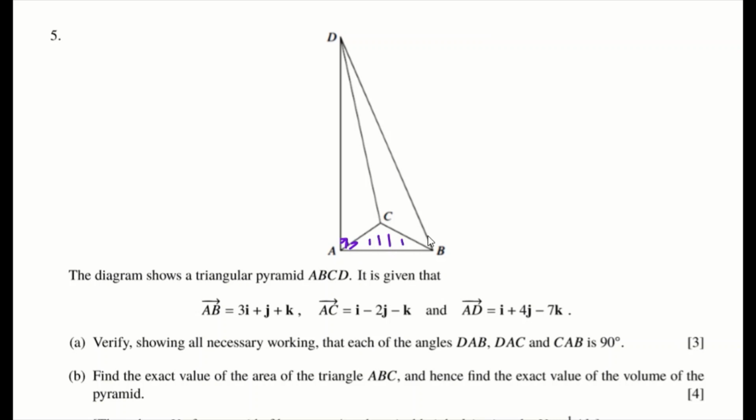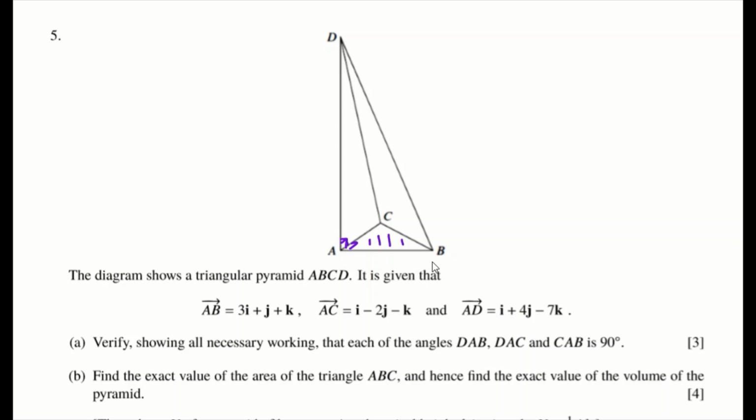Okay, then find the exact value of the volume of the pyramid. So you can try to imagine that if these are all 90 degrees, then this is a right angle triangle. So in other words, if this is 90, then you can get the height and the base, right? Which means you can get the length of AC and AB, then you can solve the area of the triangle.